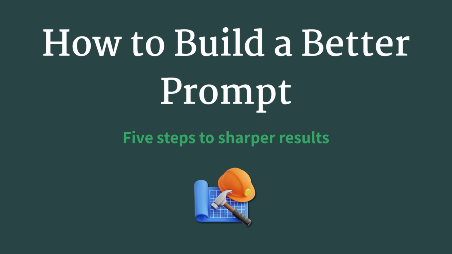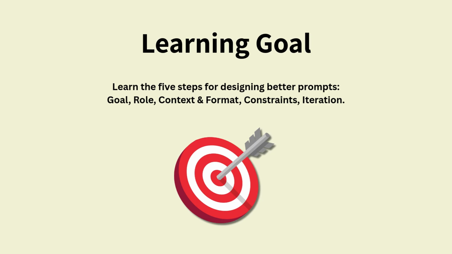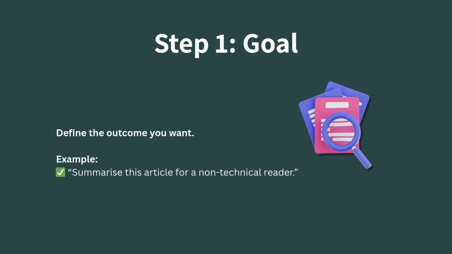Welcome to Module 7, How to Build a Better Prompt. In this lesson, we'll walk through 5 simple steps you can use to design prompts that deliver sharper, more reliable results. Our goal is to learn the 5 steps for designing better prompts: goal, role, context and format, constraints, and iteration.